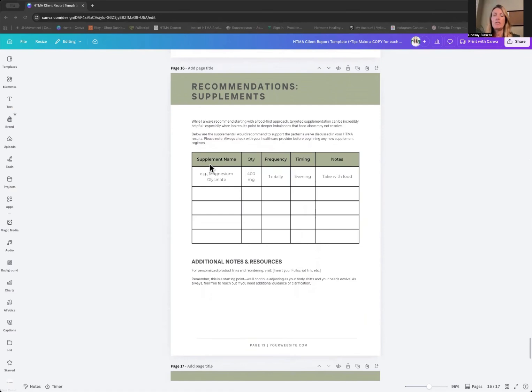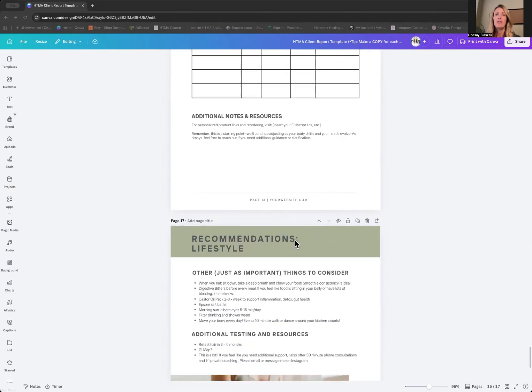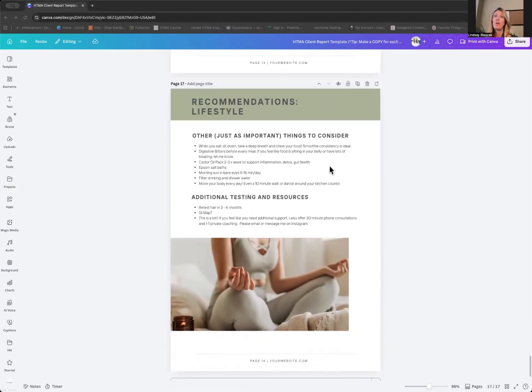So again, visually, it's very easy for them to take in to understand the instructions and additional notes if I had anything, or I used Fullscript so I could link that here for them if I put a cart together for them or whatever that might look like. So everything in one place there. And then to close out, just some simple lifestyle recommendations.